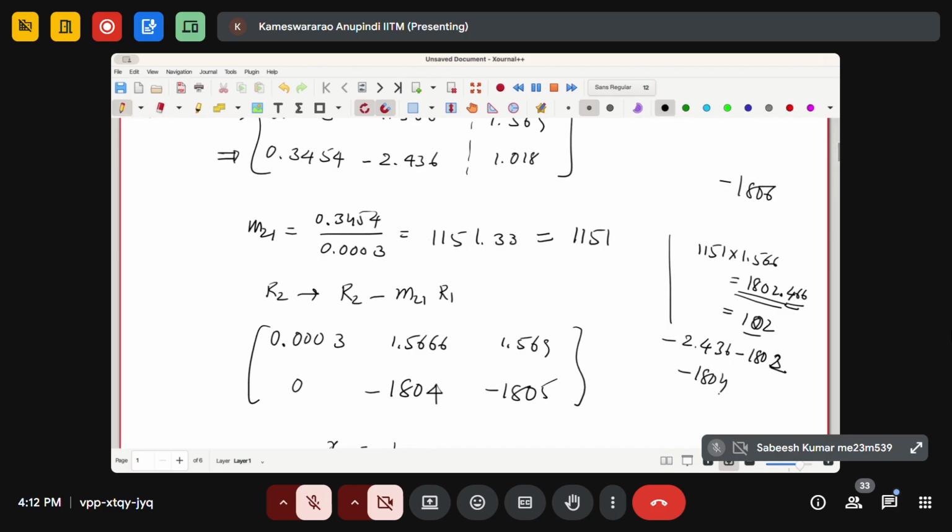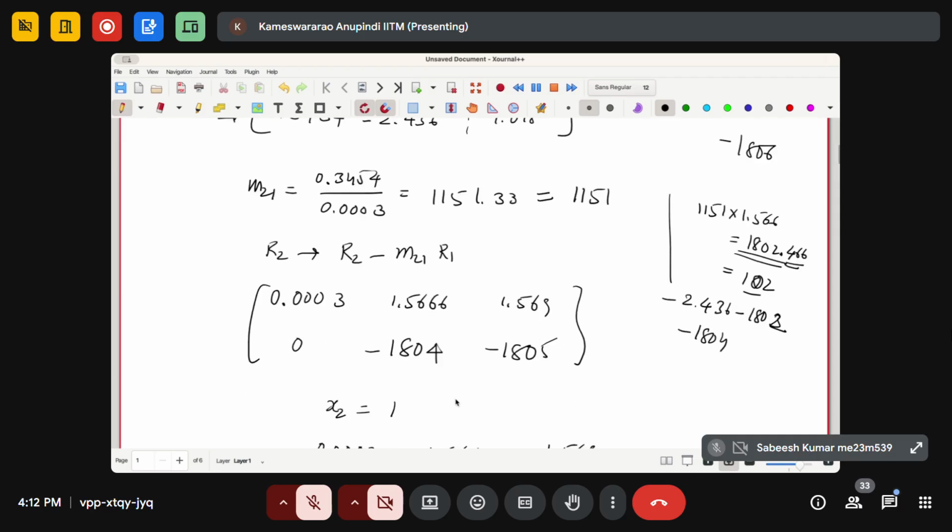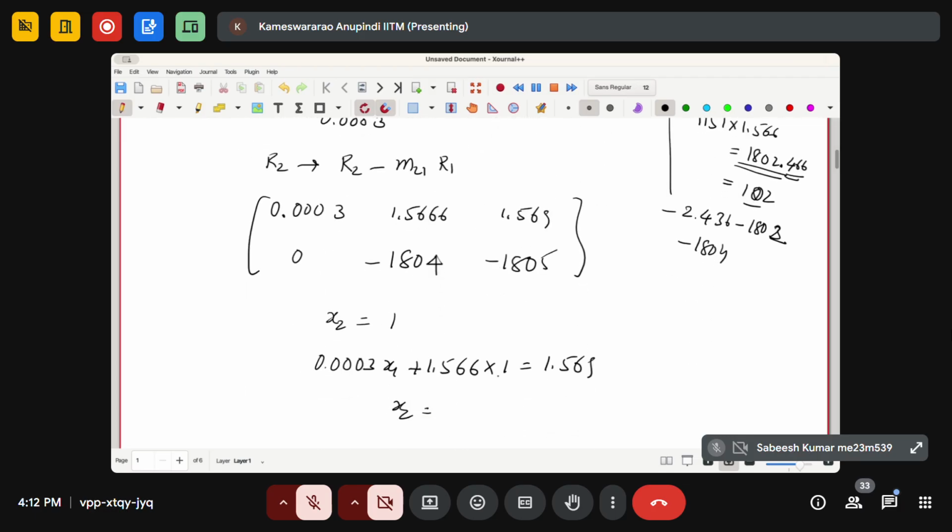Minus 1804, that's going to basically give me 1804. So when I multiply this, we're going to get x2 equals 1805 divided by 1804. That's going to be 1.001. Okay, so that's what we're going to get. Multiplied with 1.001 equals 1.569. Then your x2 will come out to be about 3.33.